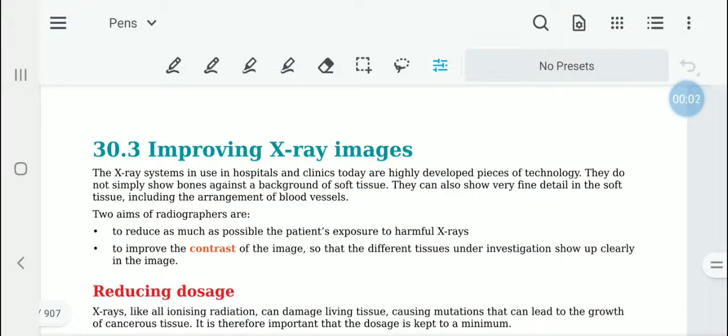Physics chapter 30, theory video 3. Now we are going to discuss improving X-ray images.